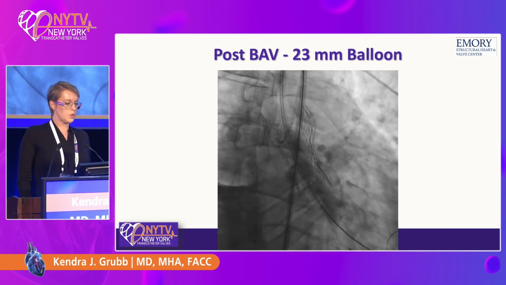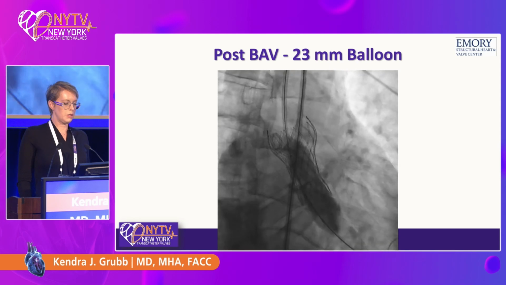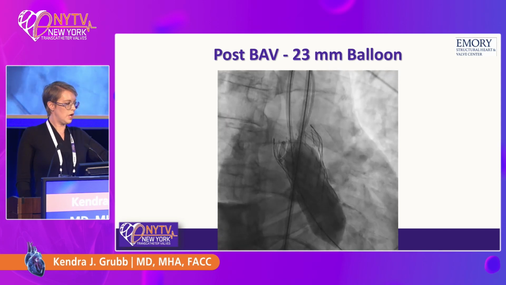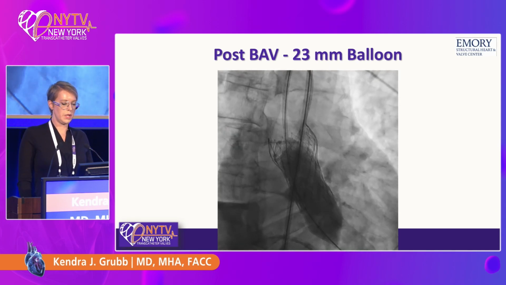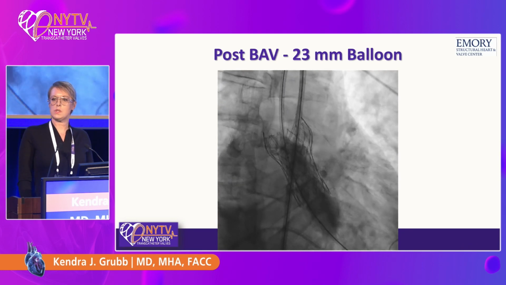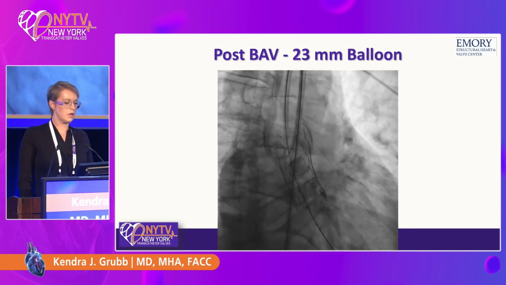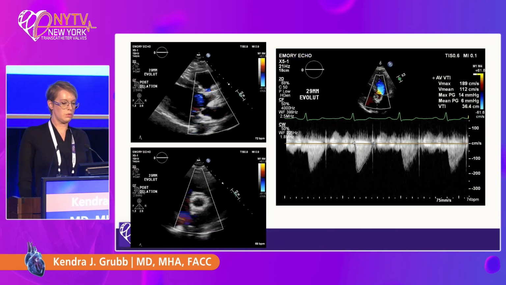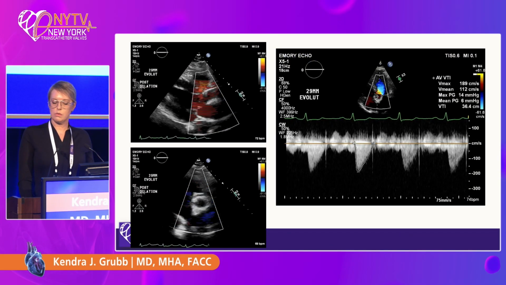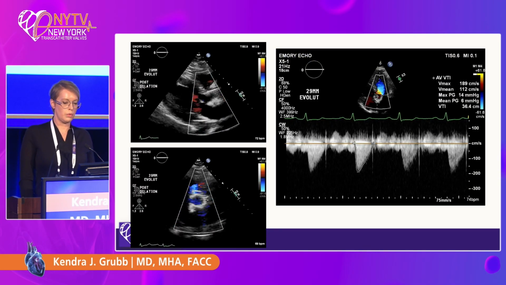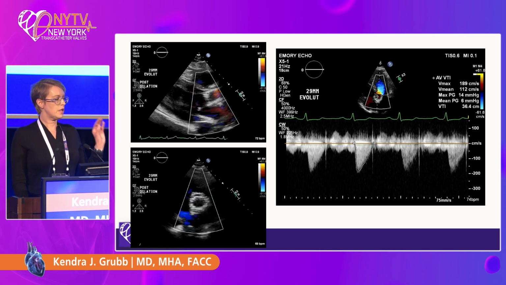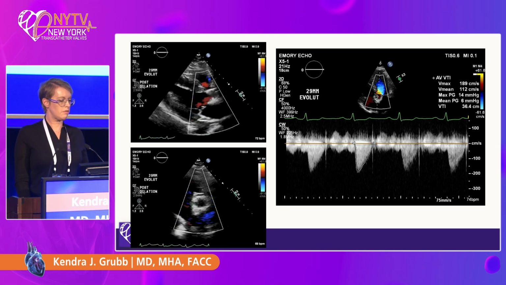And so we do perform a post-dilation with a 23 millimeter balloon. The valve is going to move up as the nitinol expands. We based the balloon size on the waist of the Evolut, and our final result is a mean gradient of 6 with no paravalvular leak. And what we thought was an excellent position to set him up for a second valve.